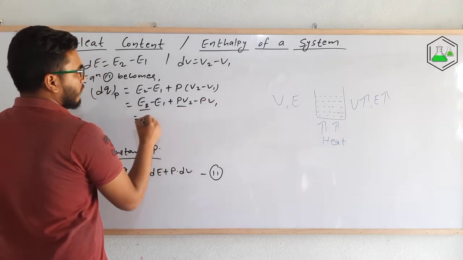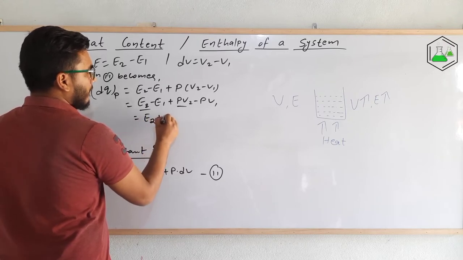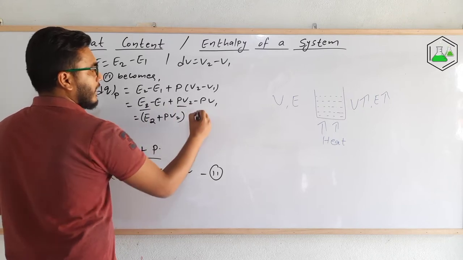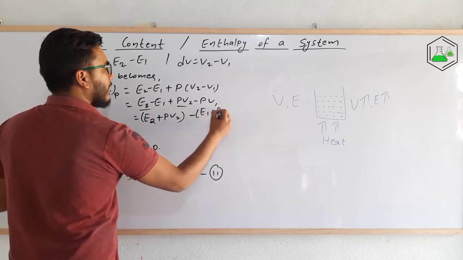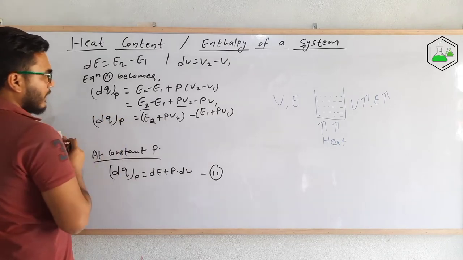So we can put these values here. Equation 2 becomes dQp is equal to E2 minus E1 plus P(V2 minus V1). And it can further be written as E2 minus E1 plus PV2 minus PV1, right? Now we can write these together as (E2 plus PV2), and taking minus common, minus (E1 plus PV1). So dQp will be equal to this much.